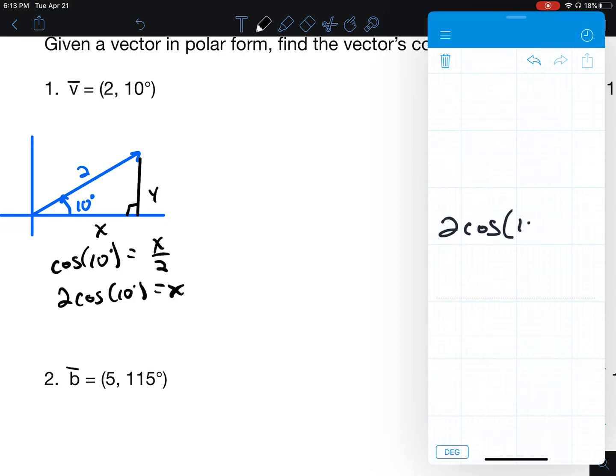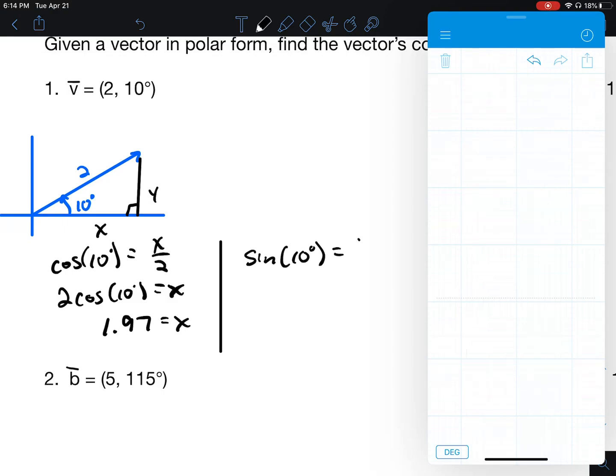Two cosine of 10 degrees, that's about 1 point... let's go to the 1 decimal point. That's about 2. No, we don't want to do that because the hypotenuse is 2. Let's say it's about 1.97. Let's do that.